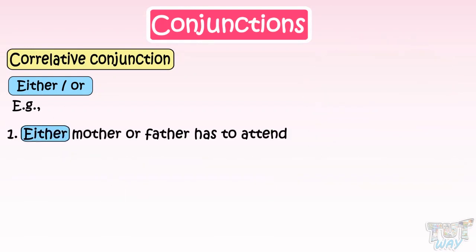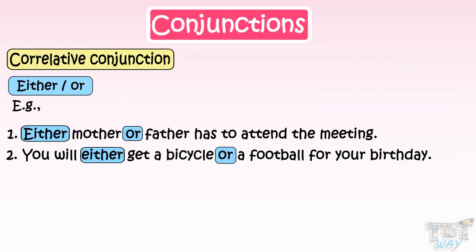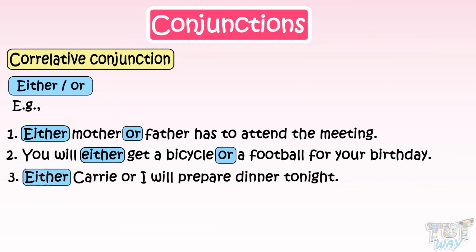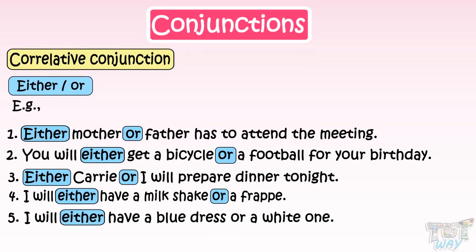Either mother or father has to attend the meeting. You will either get a bicycle or a football for your birthday. Either Carrie or I will prepare dinner tonight. I will either have a milkshake or a frap. I will either have a blue dress or a white one.